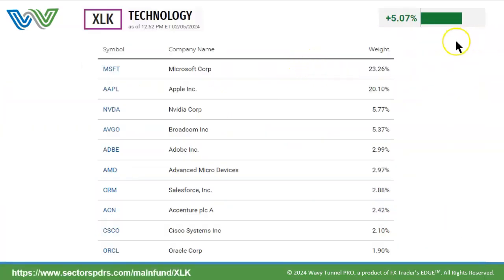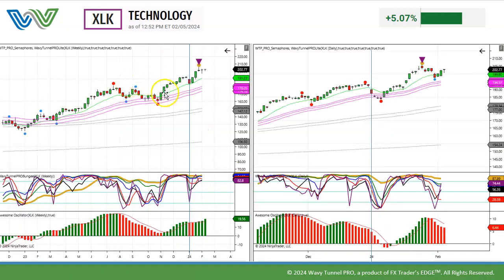XLK Technology, up 5.07% for the year. Biggest holdings: Microsoft, followed by Apple, Nvidia, Broadcom, Adobe, Advanced Micro Devices, Salesforce, etc. You can see that this is bullish. The wave is above the tunnel on the left. The wave is above the tunnel on the right on the daily chart.